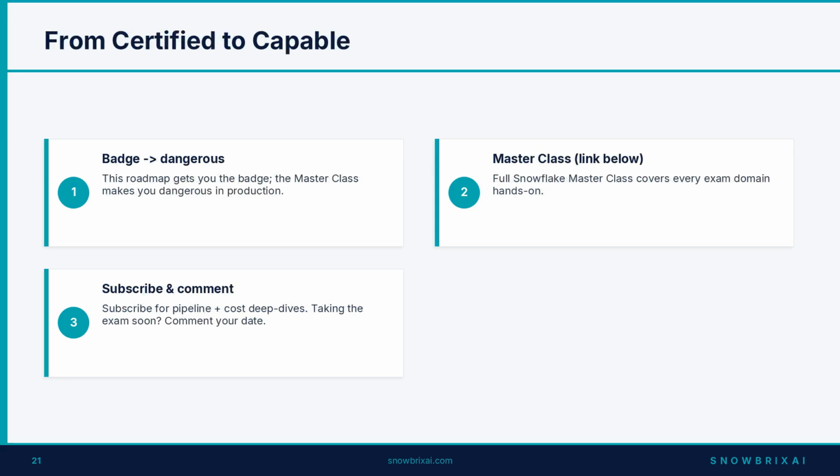So let us bring this lesson together. We covered the exam shape, the study by weight strategy, and the 4-week map. Every domain with its question patterns, the trap topics, and the exam day tactics. That roadmap gets you the badge. But the badge is the start, not the finish.